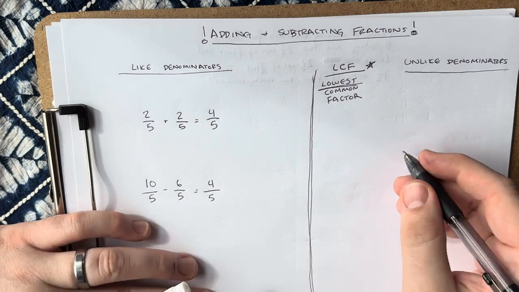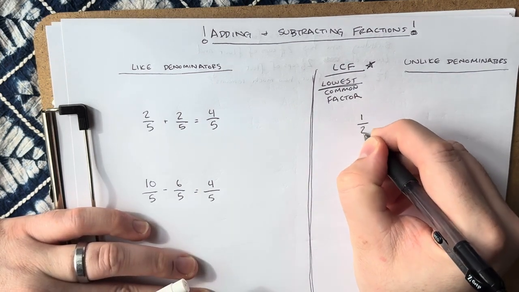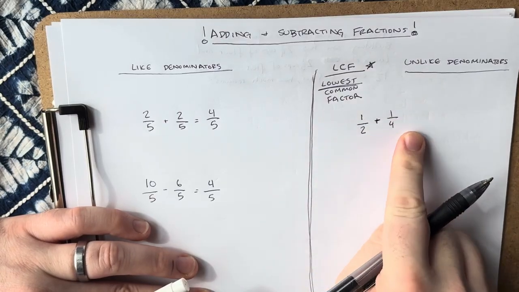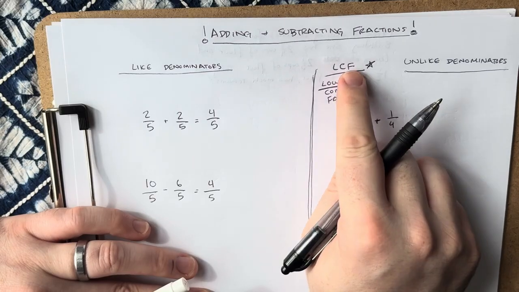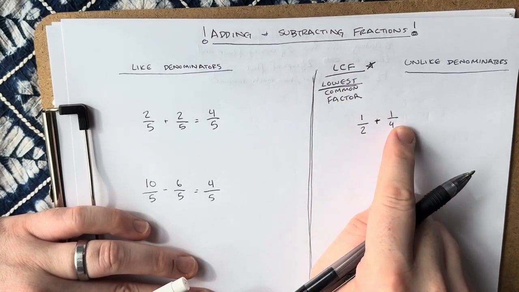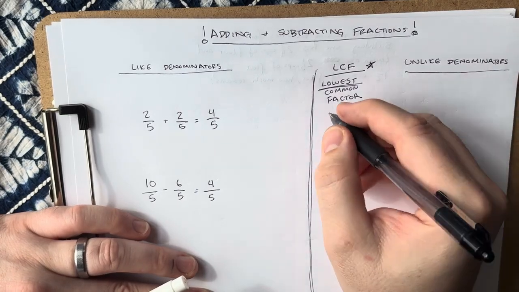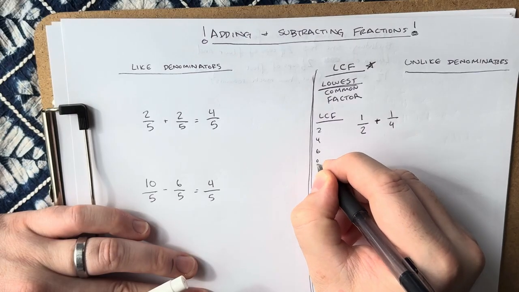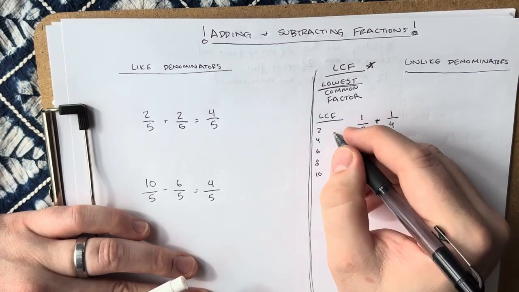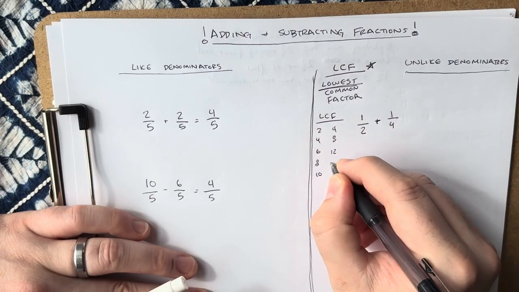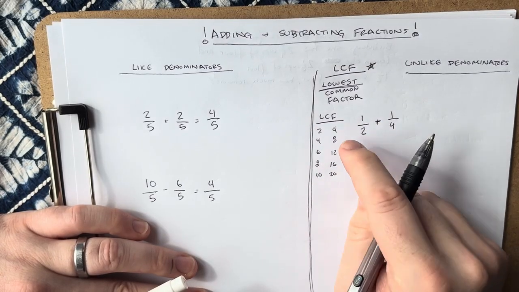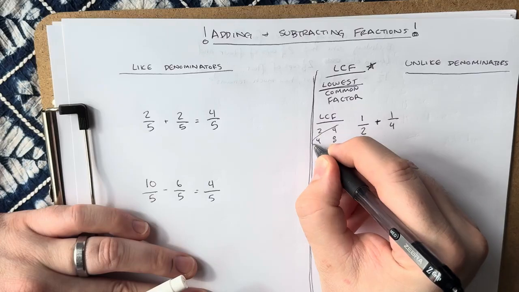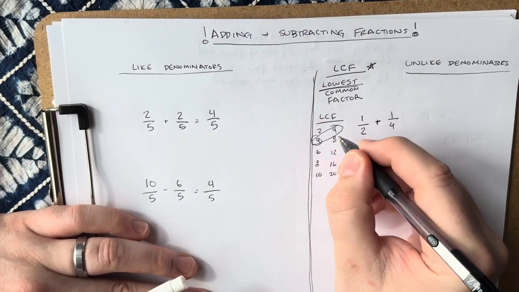So if we look here, and we do 1/2 plus 1/4, we have unlike denominators, so we need to make sure to find the lowest common factor to get the like denominators. So we say LCF, 2, 4, 6, 8, 10. There are my multiples of 2. 4, 8, 12, 16, 20. My multiples of 4. What's the lowest number that both numbers can be on that are the same? 4 and 4.